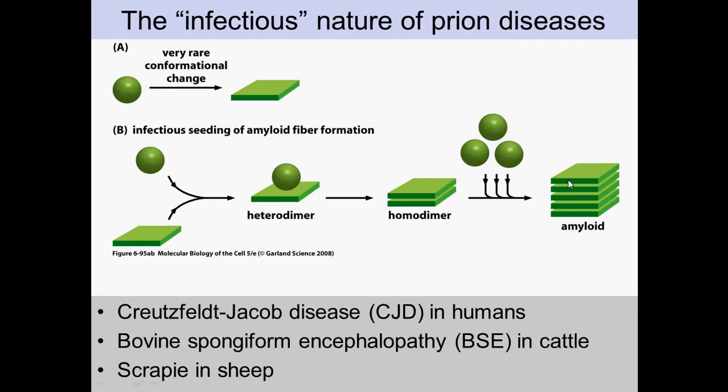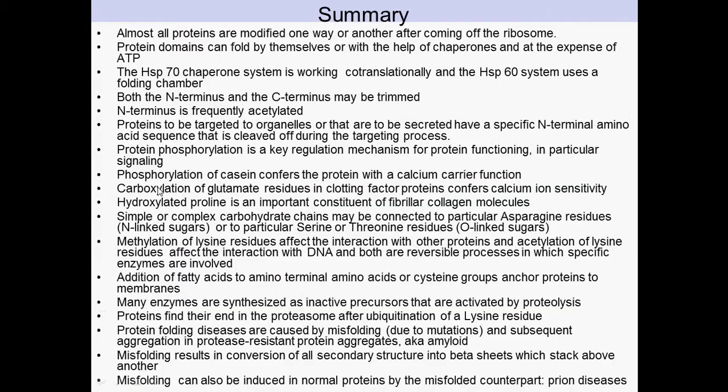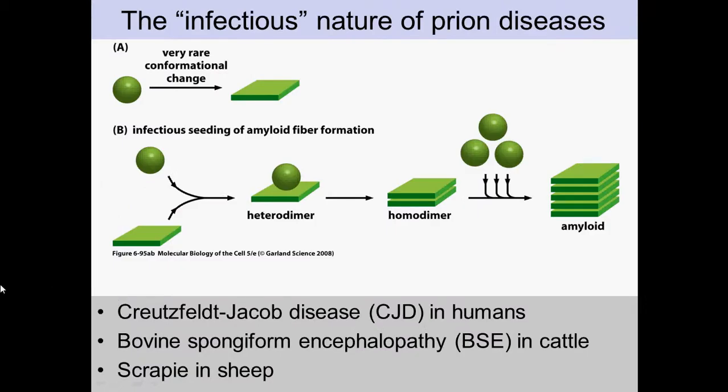This is very rare, and once it becomes sticky, it makes more of these proteins into sticky ones. Then you get an aggregate, and there are three different diseases that occur with this mechanism. You have Creutzfeldt-Jakob disease in humans, and bovine spongiform encephalopathy, or BSE, which occurs in cattle, or scrapie in sheep. That's about it.